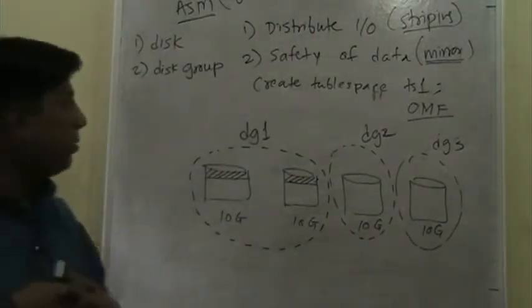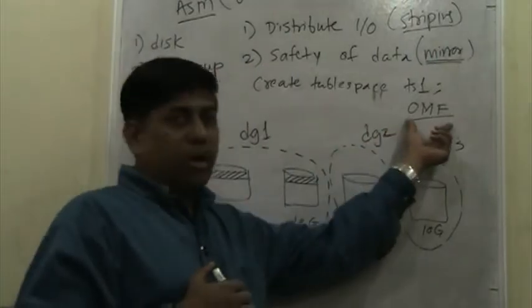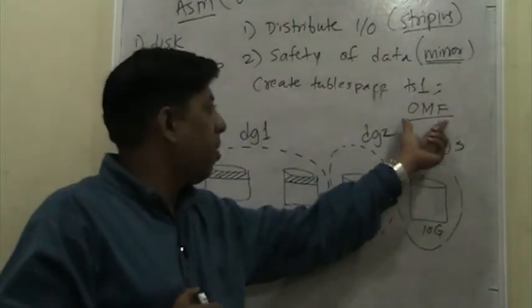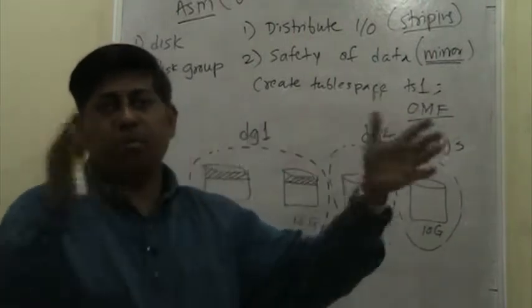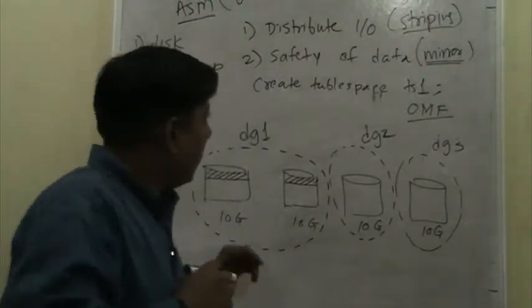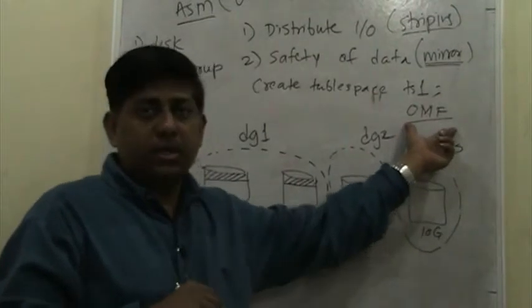We have to make sure that they work together. When we set up the OMF, and we'll see in a second how the OMF is set up, Oracle Managed Files, which means Oracle is going to manage the size of the file and the name of the file, the full name of the file. That is what OMF is. For that you need to set up a couple of initialization parameters.